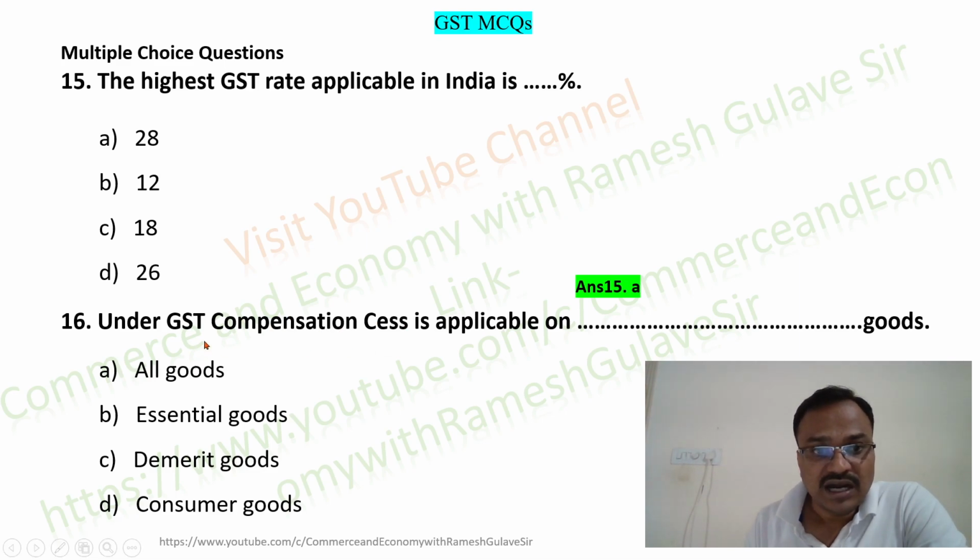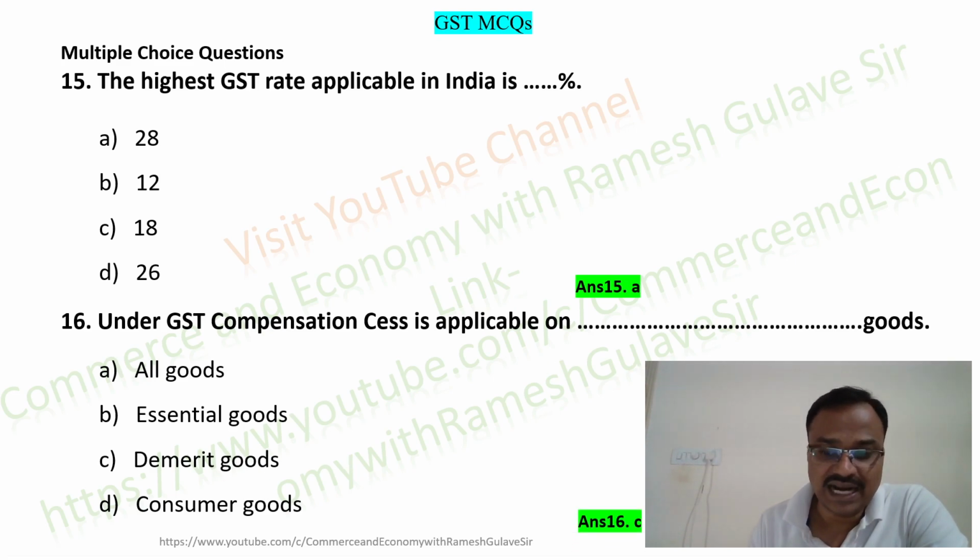So here under GST, compensation cess is applicable on demerit goods, right? So here option C is the right answer.